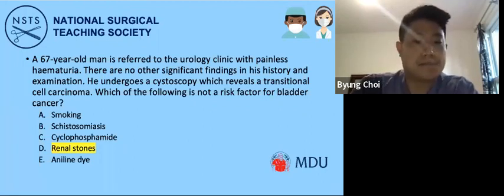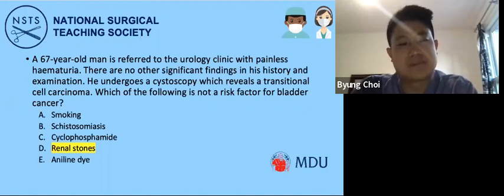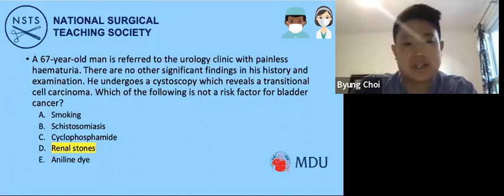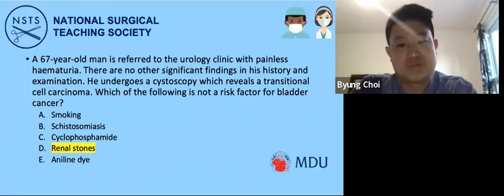And in terms of C and E, both cyclophosphamide and aniline dyes, or other industrial type dyes that you get, are also risk factors for bladder cancer. So any rubber industry chemicals, all of these things can also increase your risk of bladder cancer. And the one that isn't is renal stones.